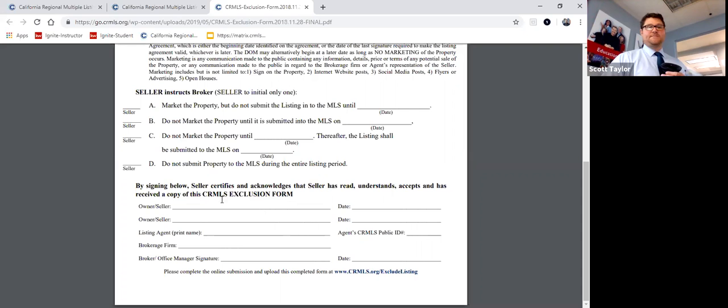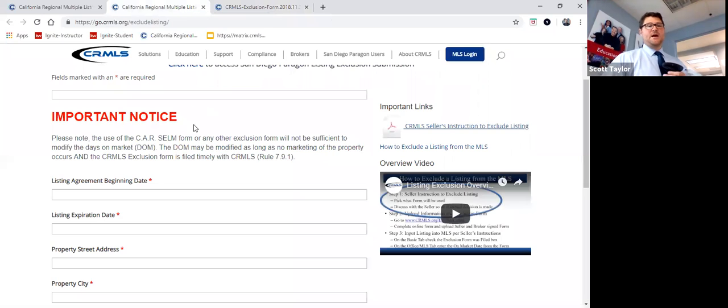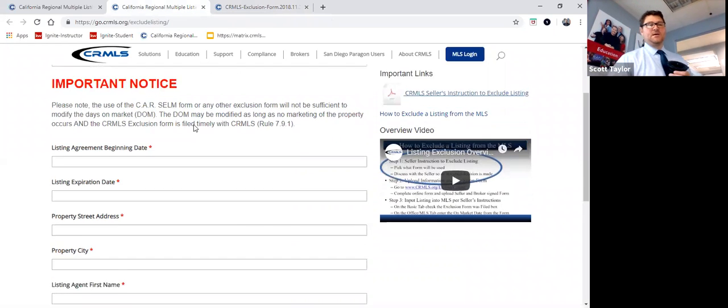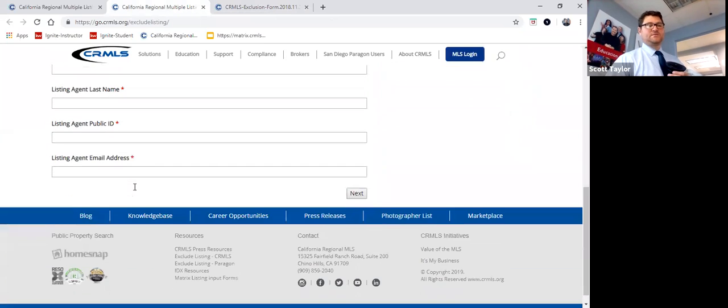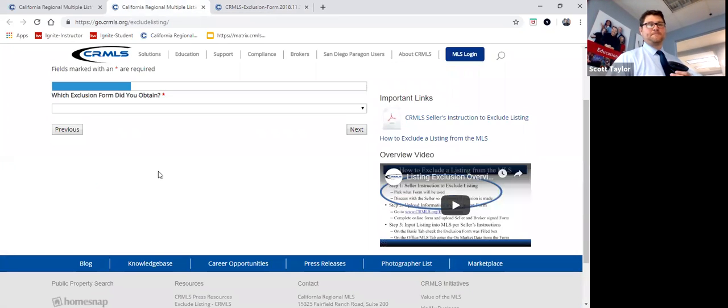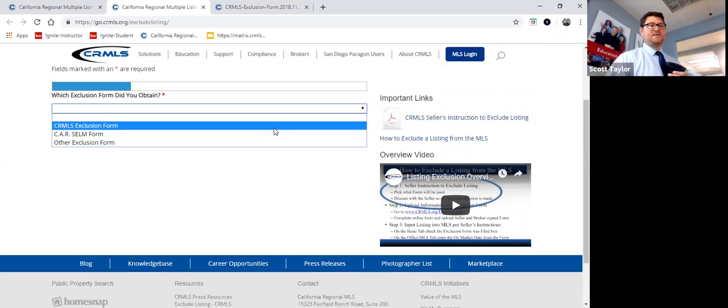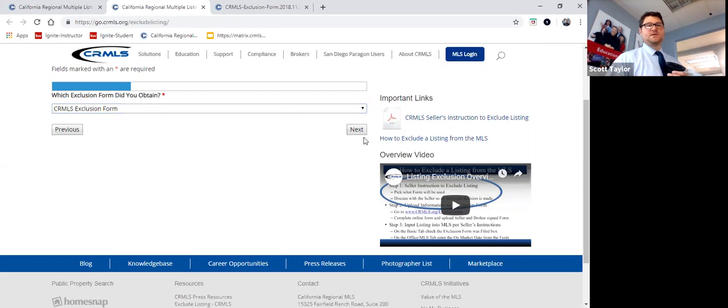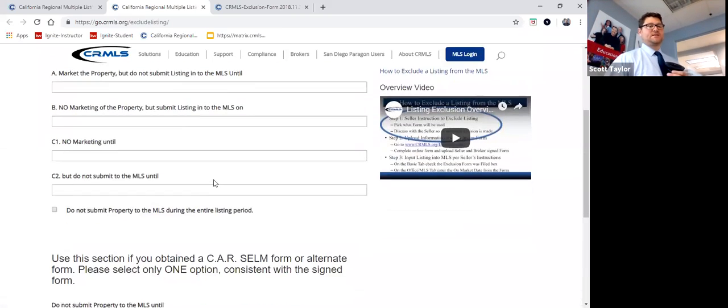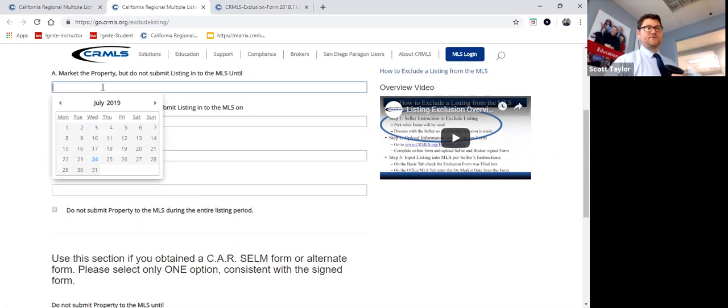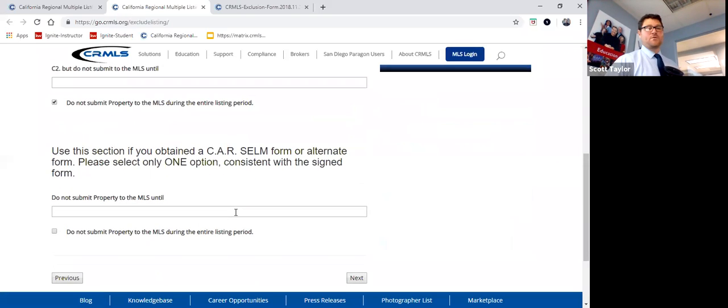You get that property signed, get the document signed about this particular property, and then you save it as a PDF, and you go back to the CRMLS website, and you input the information in these fields, and then you go to next, if it lets me. And then you are going to attach this document. So you're going to say, I have the exclusion form from CRMLS. And then you go next. And then you're going to say, this is the box that they filled in, if it'll let you fill it in. So mark the property, but do not submit until, and then you pick your particular date. Okay. A little bit of work, a little bit of homework on this form.